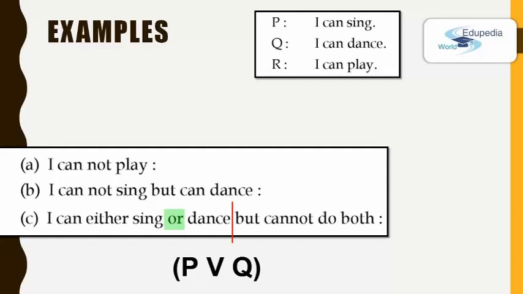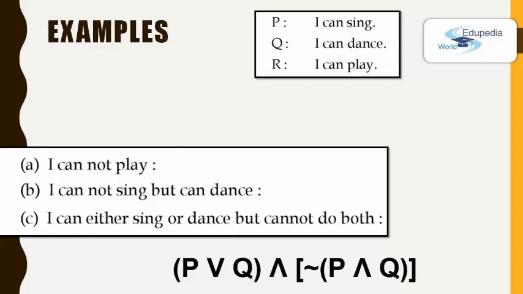The first part and the second part are connected with the conjunction word but. So we can add the turned V after the first part. Now in the second part it says cannot do both. That means both the things, I can sing and I can dance, cannot be done. Therefore we can represent the second part as P turned V Q, and the negation of the whole second part.